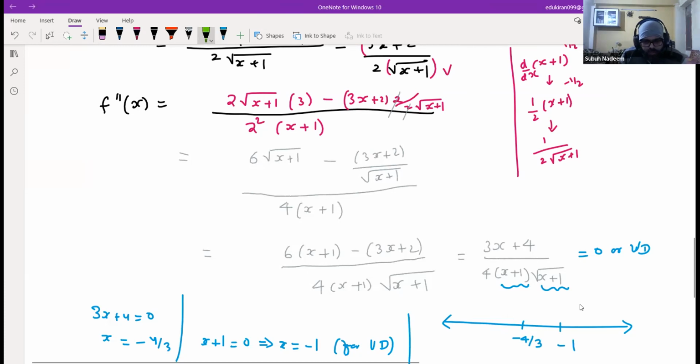Now, if you see the regions, what we used to do, this is plus, this is minus, this is plus, this is the sign scheme which we used to do.